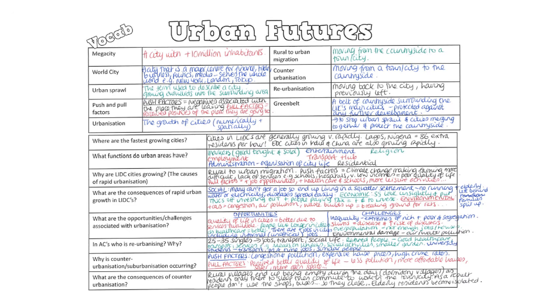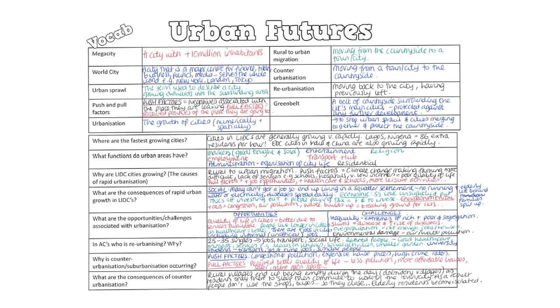Then you've got rural to urban migration. This is what's happening in the LIDCs predominantly, where people are moving from the countryside to the towns and cities. Counter-urbanisation is what's happening in the ACs. This is where people move from the town and city to the countryside. Re-urbanisation is where people move back to the city, having left previously.